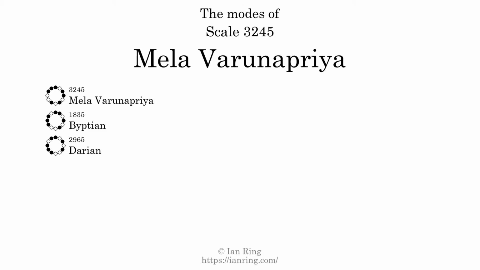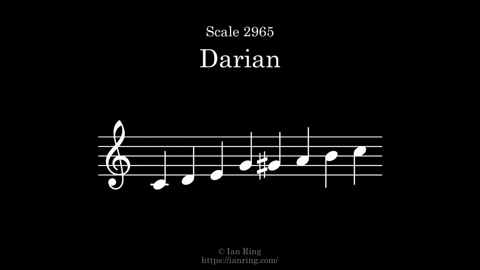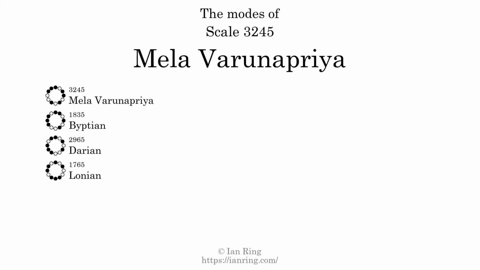The third mode is scale 2965, also known as Darien. It sounds like this. The fourth mode is scale 1765, also known as Lonian. It sounds like this.